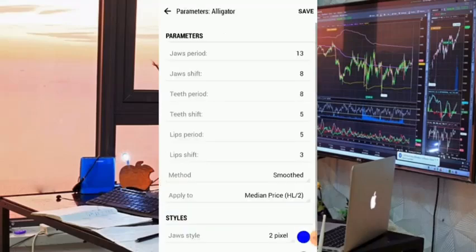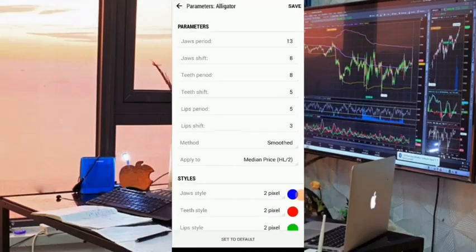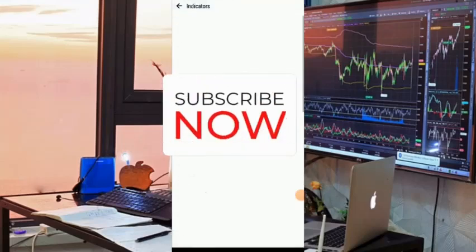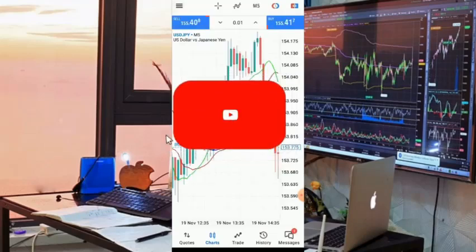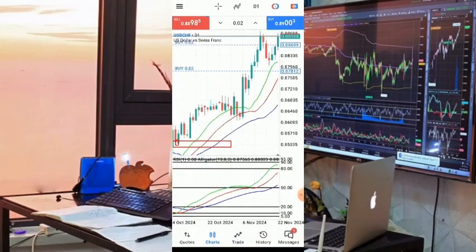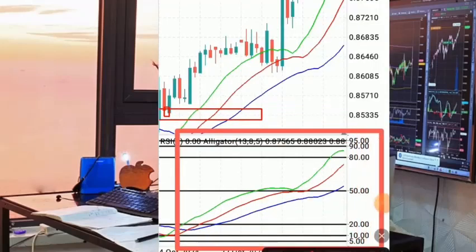After you get to it, just click down here. This is where you click set to default. After setting to default, you click save. When you click save, you are going to have your alligator indicator on this side. See, we are still on our amazing indicator this side, which is called the alligator. So we're using the alligator, and let me just show you. Right down here we've got the RSI, and then on the inside it's the alligator, and also this one is the alligator.